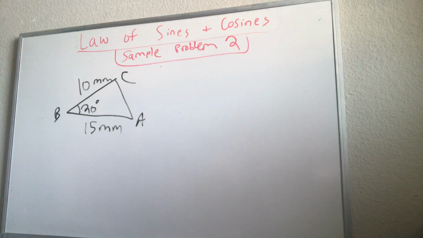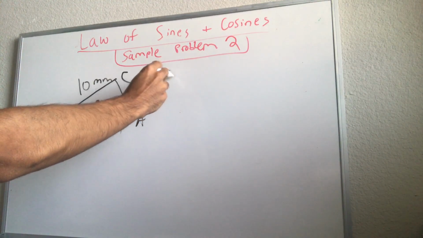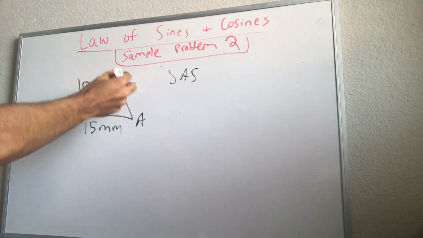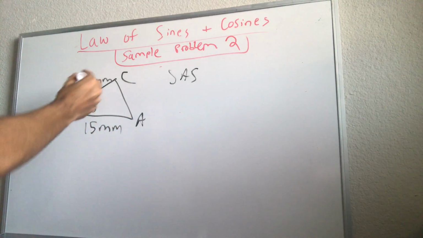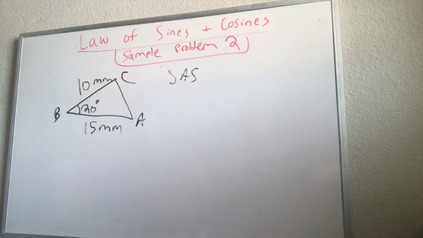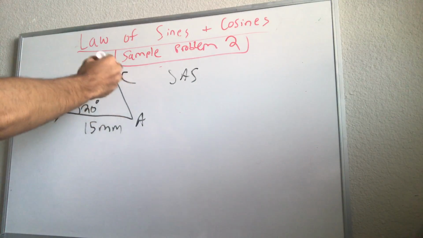So what will be our first step? Our first step is to classify this type of triangle. Looking at it, there's one angle located between two sides. Therefore, this classification is SAS. So we should be looking at the law of cosines, because we're dealing with more sides here. We know these two side lengths, so we can find the side length here, because it's opposing this angle.